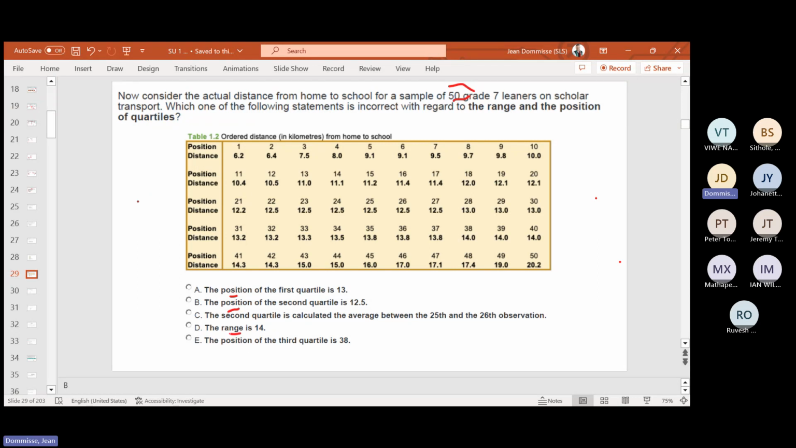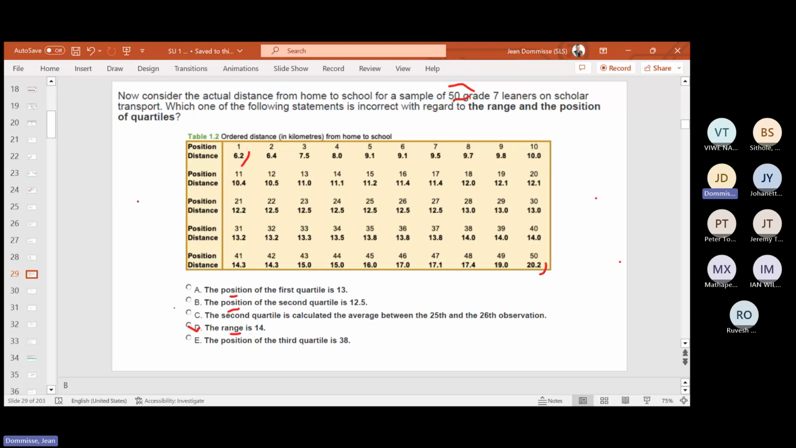But let me just look at this. So when we look at range, it is basically the biggest number, and we subtract the smallest number. In this instance, 20.2 minus 6.2 will give you the range. So the range is 14. So D is correct.